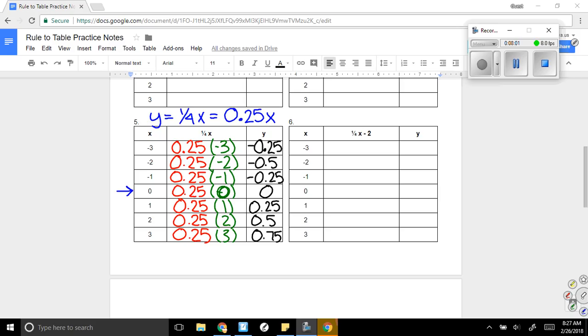That can't be right. So in my calculations, I need to go back and double check, and 0.25 times the negative 3 is not negative 0.25. So I'm going to go back and fix that. This is a way to make sure that you don't move too fast. You definitely double check it with the calculator, because you will get a calculator for this portion of the test.